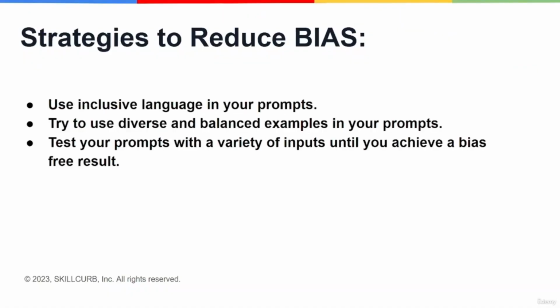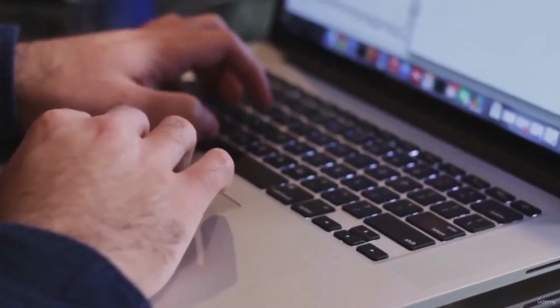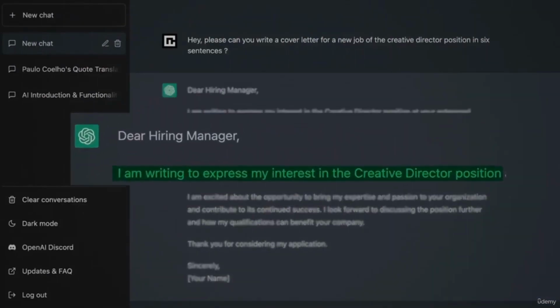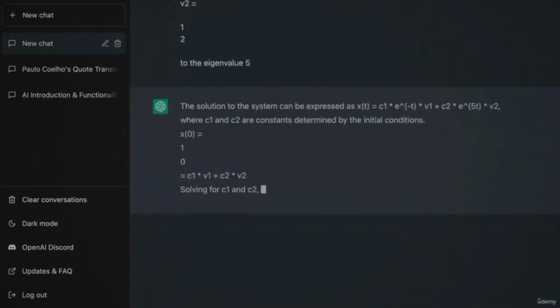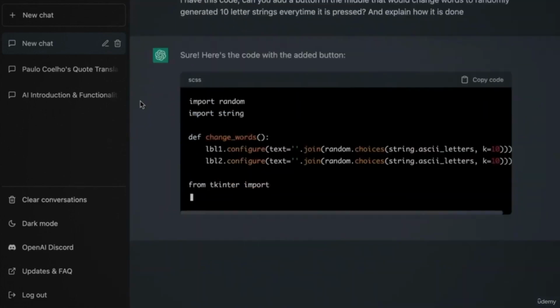If we move further, here are some strategies that we can use to reduce bias in our prompts. We can use inclusive language in our prompts. Second, we can also try to use diverse and balanced examples in our prompts if we want AI to give us the best output possible. And at the end, you can also test your prompts with a variety of inputs until you achieve bias-free results. That basically means you should try as many varied inputs as possible until you reach a perfect output and the AI has given you the accurate and exact output that you want.